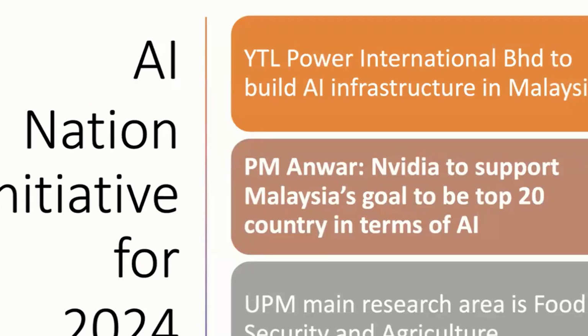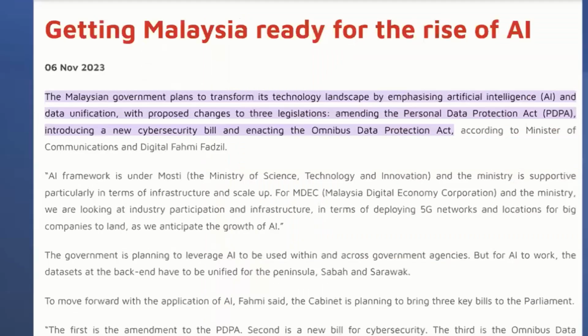And for Universiti Putra Malaysia, our main focus is on food security and agriculture. I'm going to go into detail for each item. This is one of the news items saying Malaysia is ready for the rise of AI.